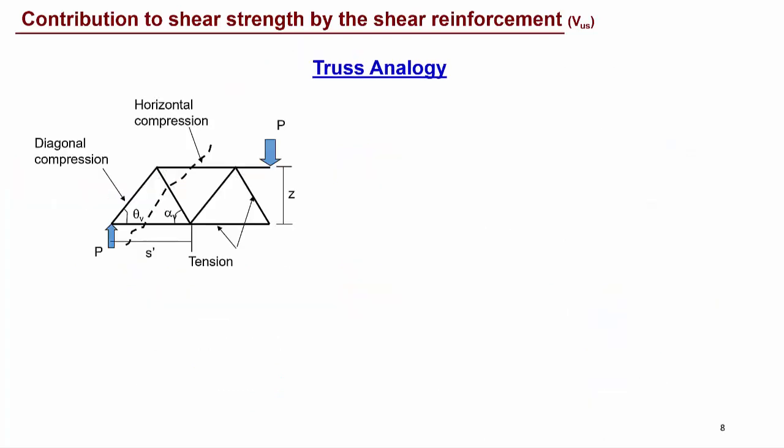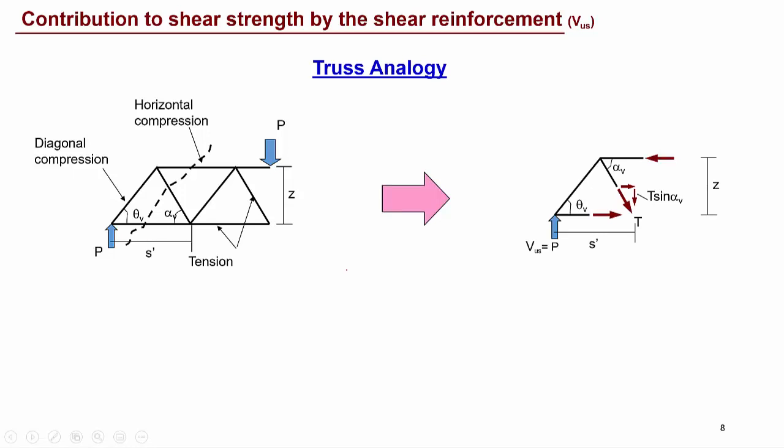Now, as we have simplified our reinforced concrete beam system with shear reinforcement as a truss, we can analyze it as a truss using the method of sections. To find the forces in each member, you take a section here. So the vertical force VUS equals P here. The tension force in the diagonal tension member T can be resolved into two components: the vertical component, which is T sine alpha V, and the horizontal component.